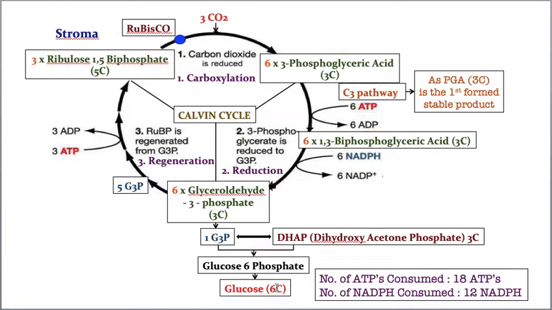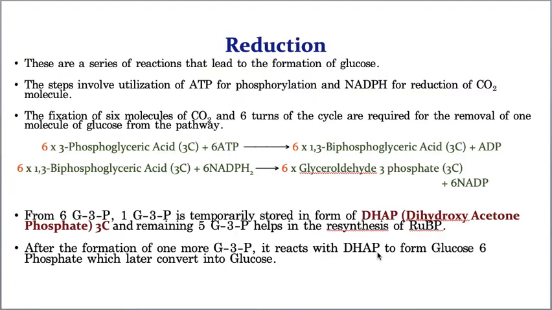Now you understood? Yes, reduction. From 6 glyceraldehyde 3 phosphates, 1 is temporarily stored in the form of DHAP, and the remaining 5 help in the resynthesis of RuBP, the third step. After the formation of one more G3P, it reacts with DHAP to form glucose 6 phosphate, which later converts into glucose. So this is all about the reduction, the second step of the Calvin pathway.